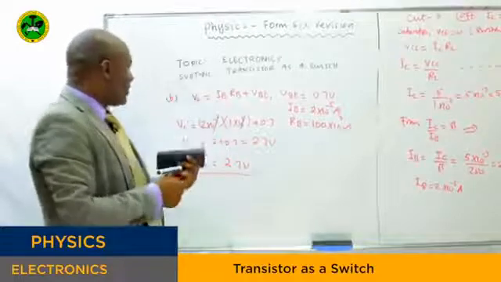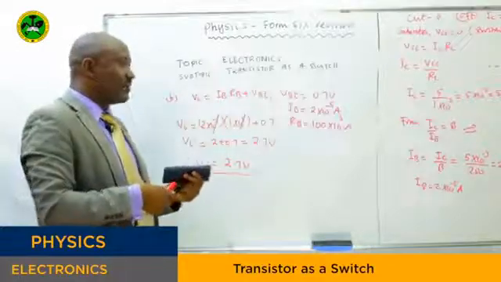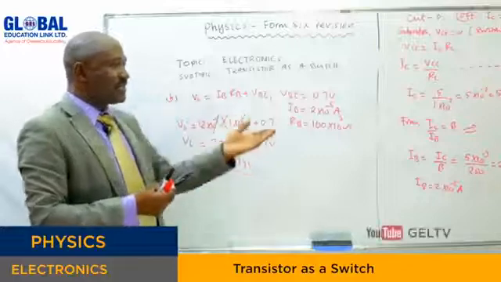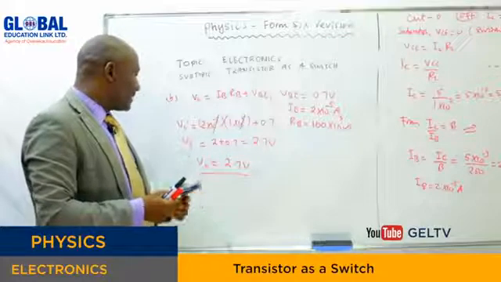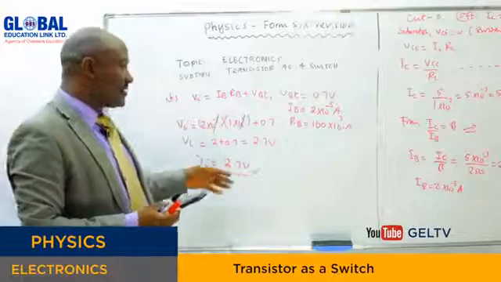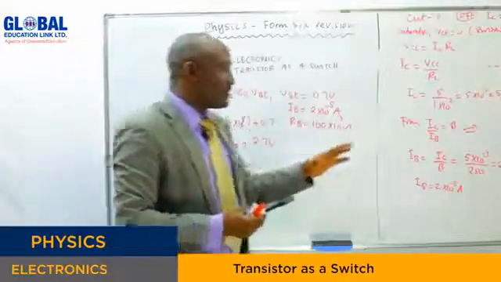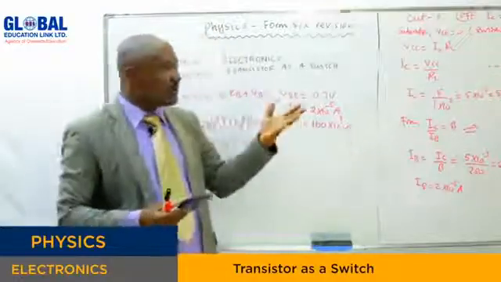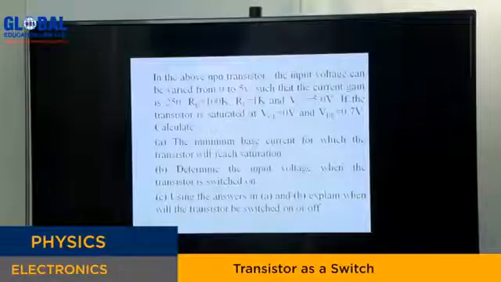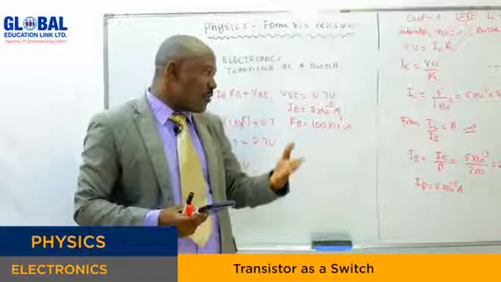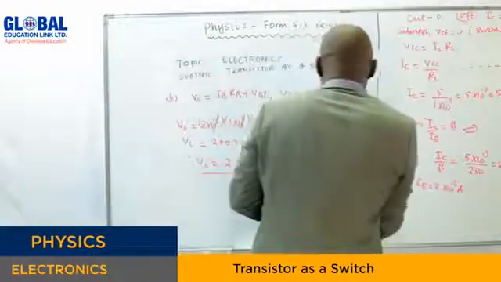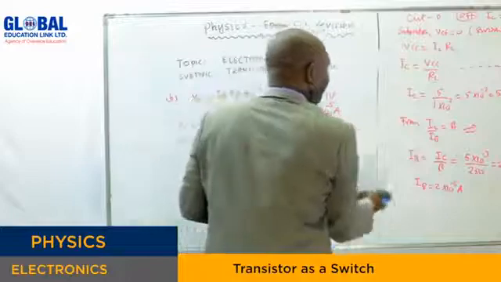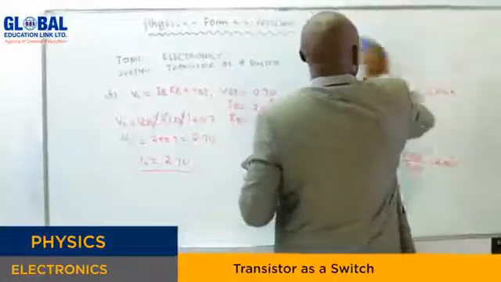So the values we are looking for: in part A, you're looking for the base current at which the transistor will reach saturation, and in part B, you're looking for the input voltage when the transistor is switched on. Now, as I said before, we have 3 states of a transistor. For part C, using the answers in A and B, you're supposed to explain when the transistor will be switched on or off. So from here, you can see the values we got.